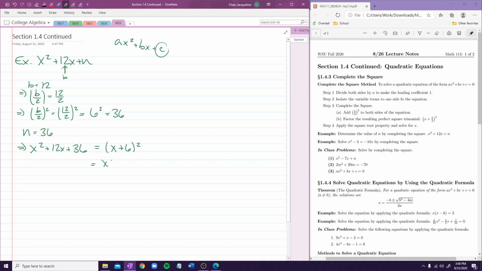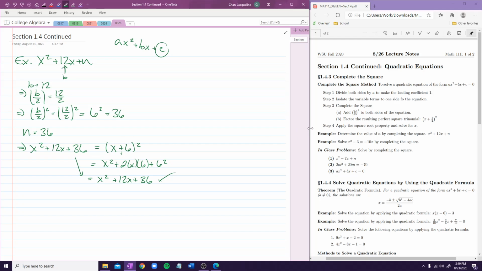So this is just x squared, and this is plus, we're going to use the plus because the plus is right here. And then it's going to be 2 times x times 6, plus 6 squared. So this is x squared plus 12x plus 36. These two match. So we did it right because we're able to turn this into a perfect square trinomial.